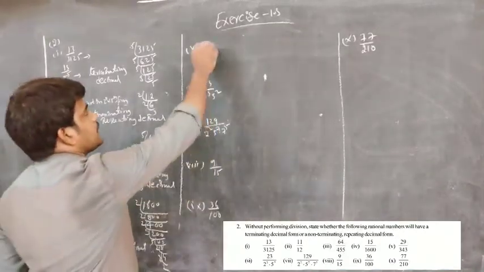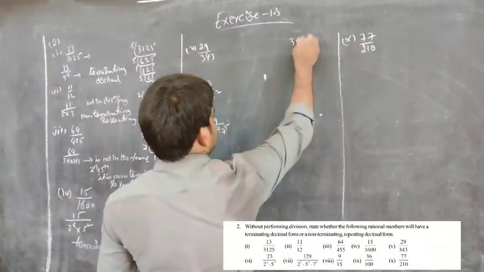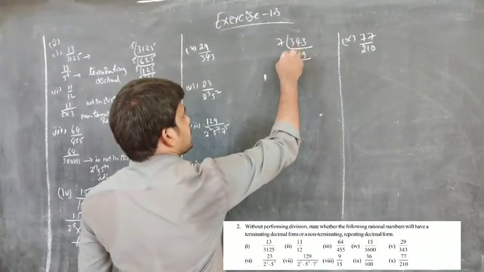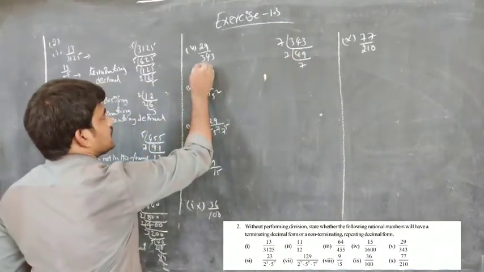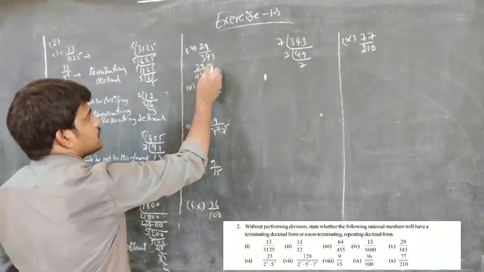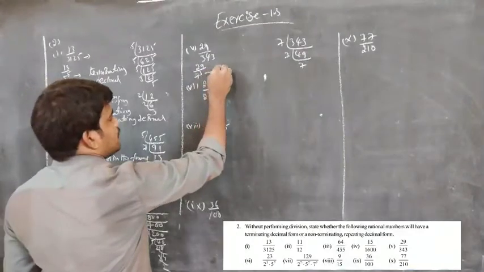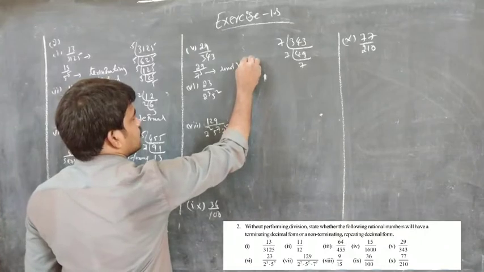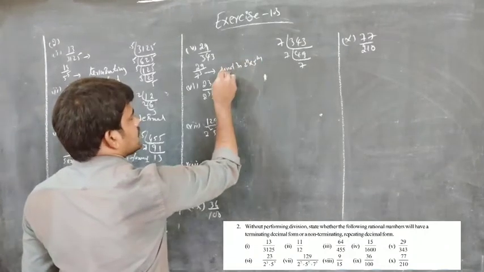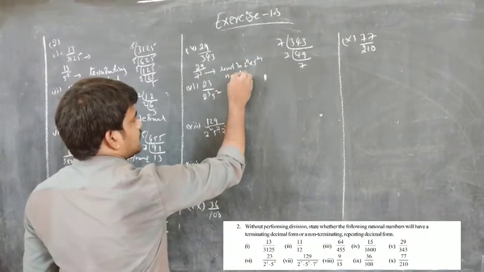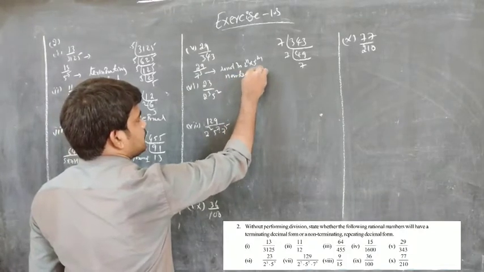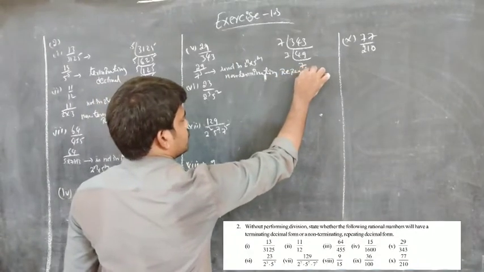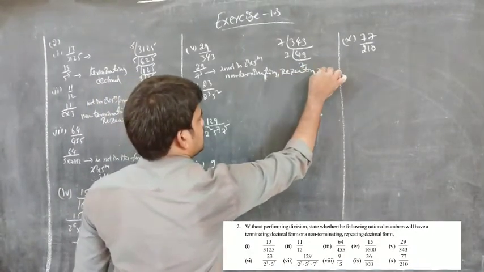Next one, 29 by 343. 343 is written in the form of 7 table 49 times, again 7 table 7 times, so 29 by 7 cube. So the denominator is not in the form of 2 power n into 5 power m, so this is non-terminating repeating decimal.